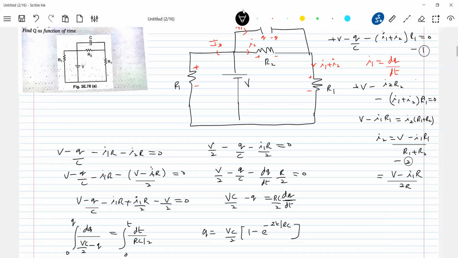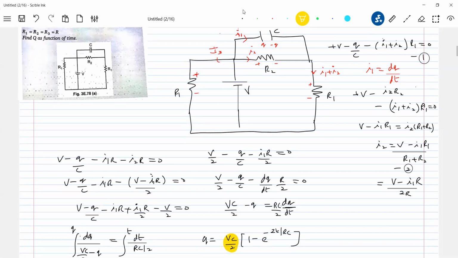Any other method: find out the time constant, find out the steady state charge. This is the steady state charge, and this is the time constant. RC by 2 is the time constant. But sir, 3 resistors are there. So you can't just say that. R and C are in parallel, so the time constant will be determined by only this, nothing else to do.